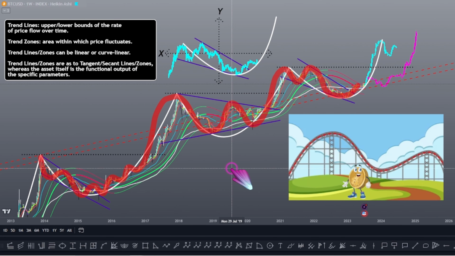So for this chart, another weekly chart for Bitcoin. What we can see on here is I kind of wanted to approach this from a mathematical viewpoint. In this text box up here, I'll read it out. Trend lines are upper/lower bounds of the rate of price flow over time, just the progression of price over a period of time, kind of representing its rate of change, similar to tangent lines in mathematics. But trend zones are areas within which price fluctuates.